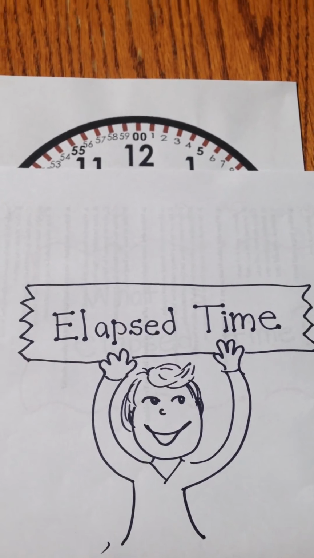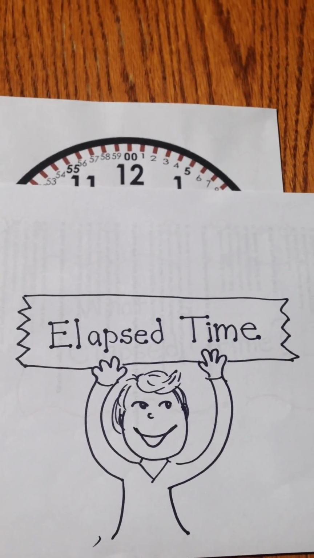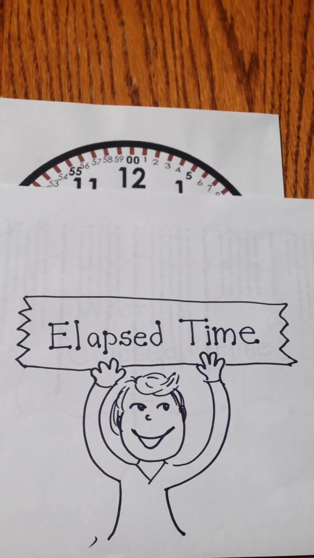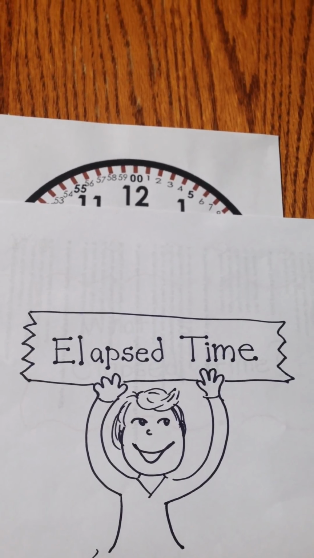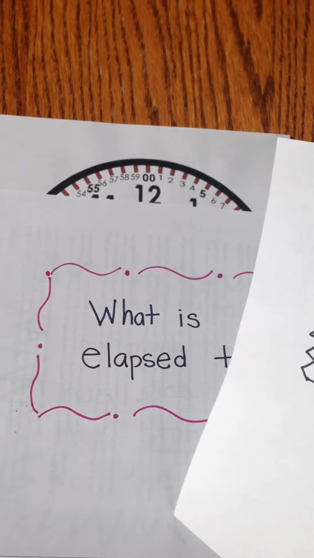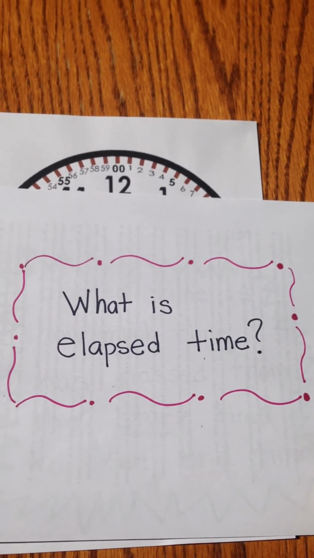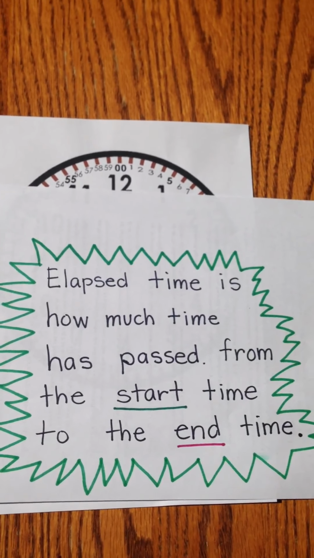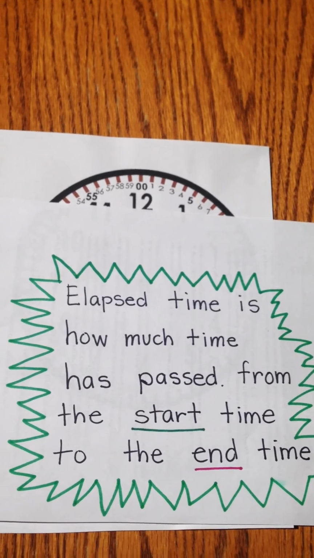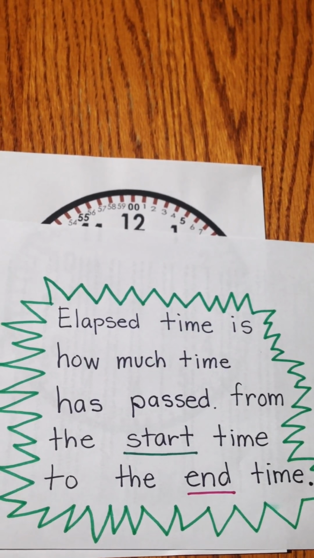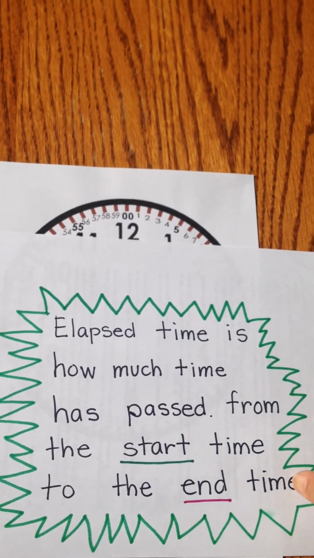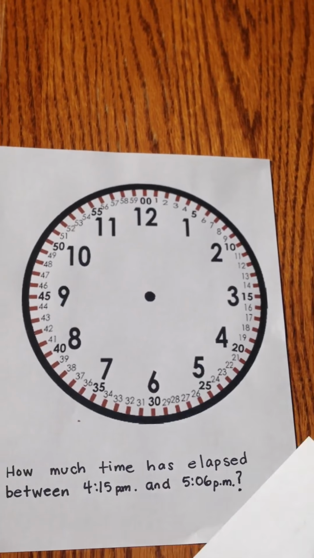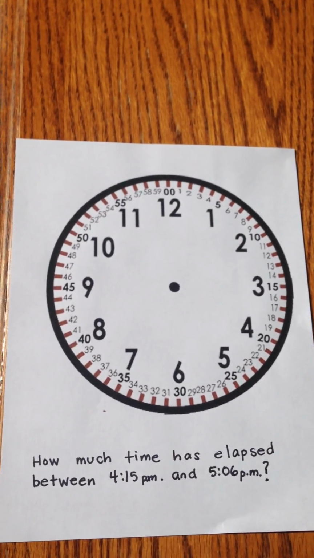Hi, today we're going to show elapsed time on an analog clock. First, we've got to ask ourselves, what is elapsed time? Elapsed time is how much time has passed from the start to the end. We're going to start by showing an example.